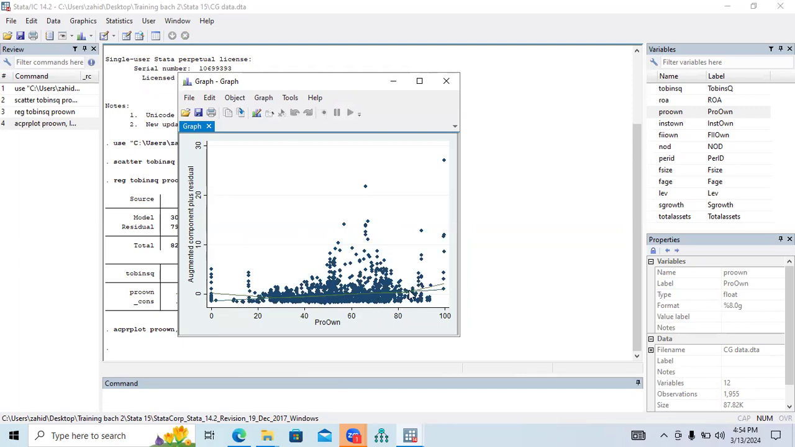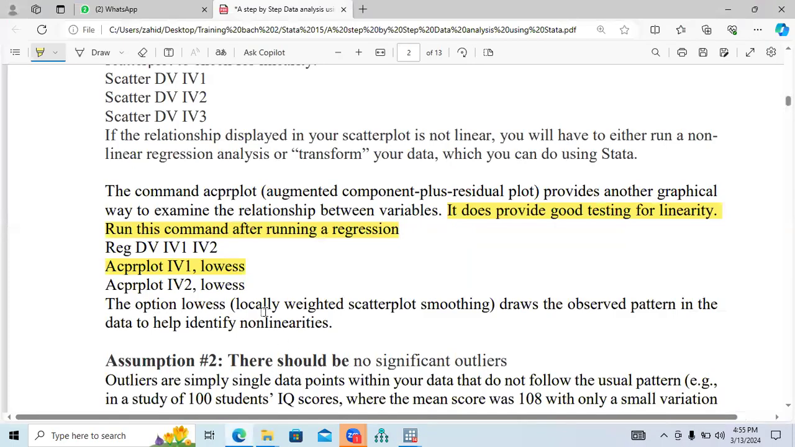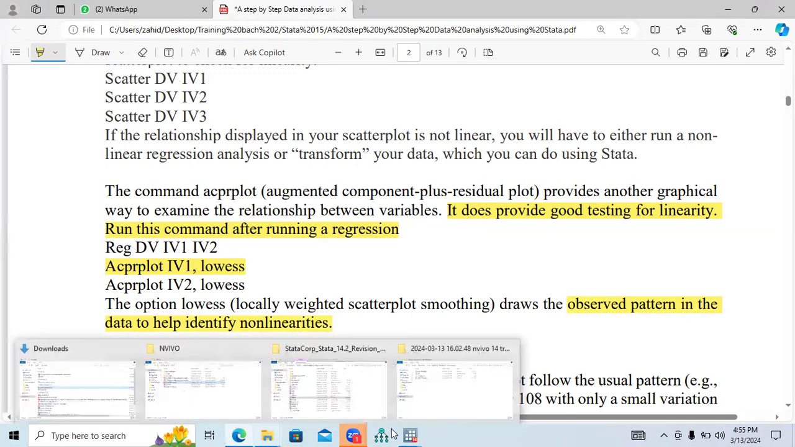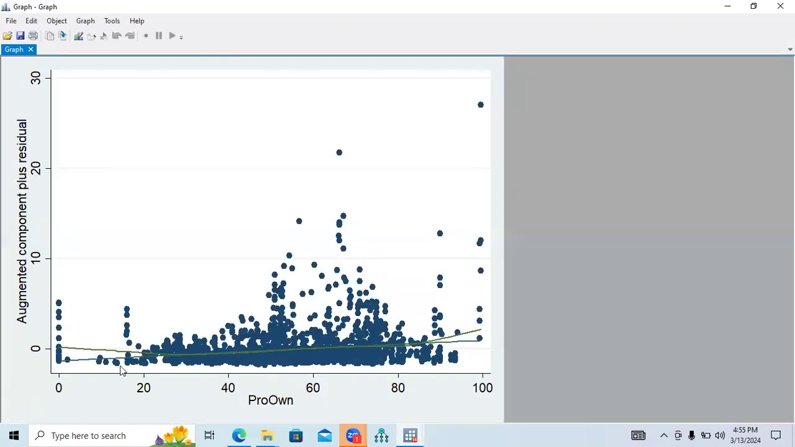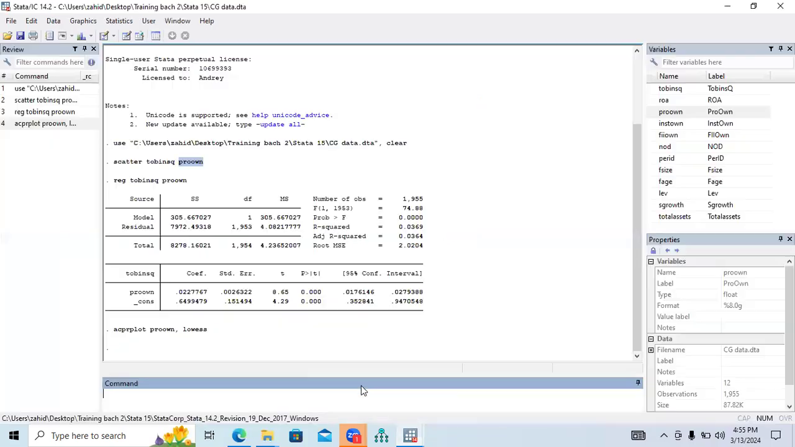There is a line. It shows some linearity. It is a straight line, although we need to verify it further. The option lowess, locally weighted scatter plot smoothing, draws the observed pattern in the data to help the identification of non-linearity. So you can assess here the linear relationship. You can assess here that a straight line is drawn. So whenever you observe a straight line, it means there is a linear relationship.